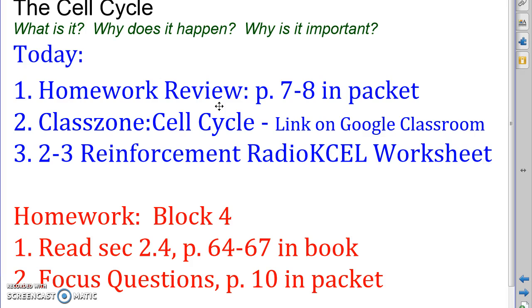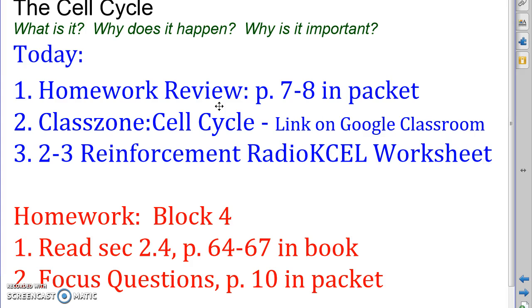So in terms of today's focus, we are going to be taking a look at the cell cycle today. Last night, the homework was block 3, and you had to complete pages 7 and 8 in the packet. So we'll be going over the homework on pages 7 and 8 today. And then from there, I have two follow-up activities.